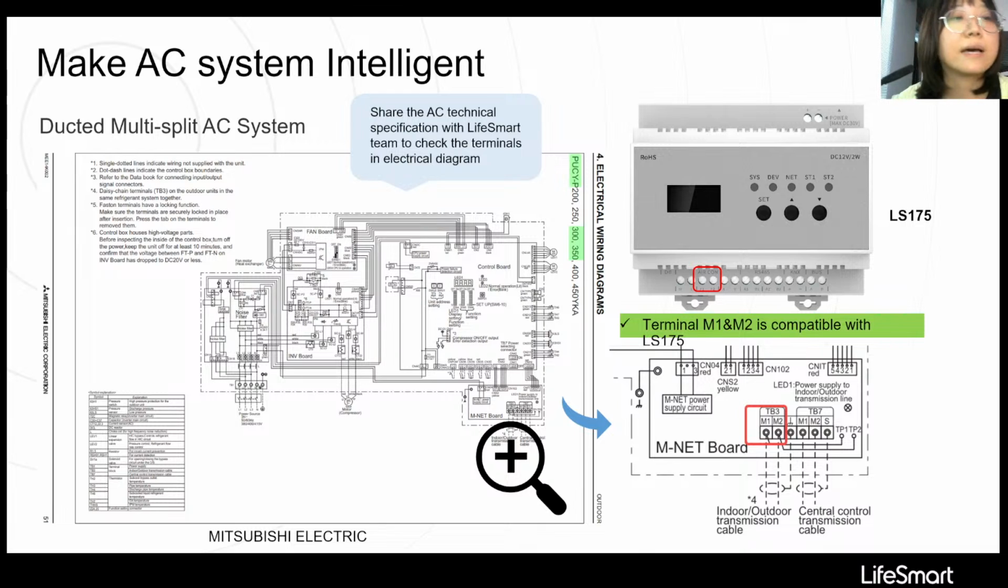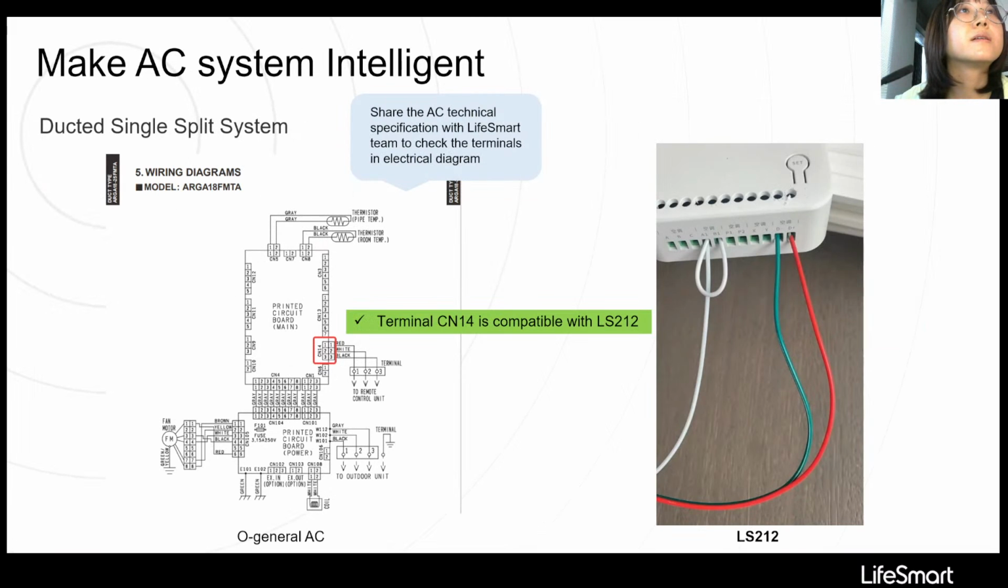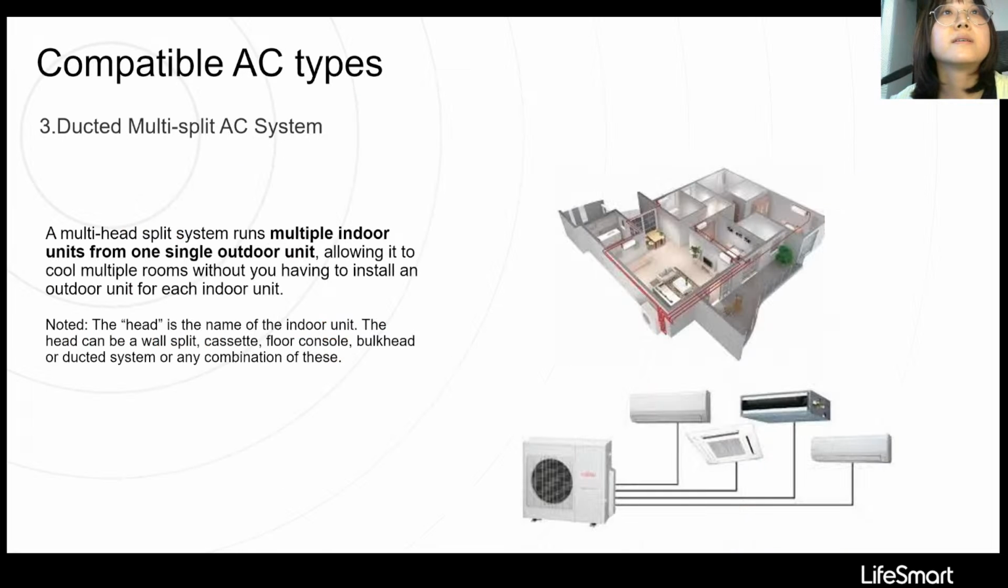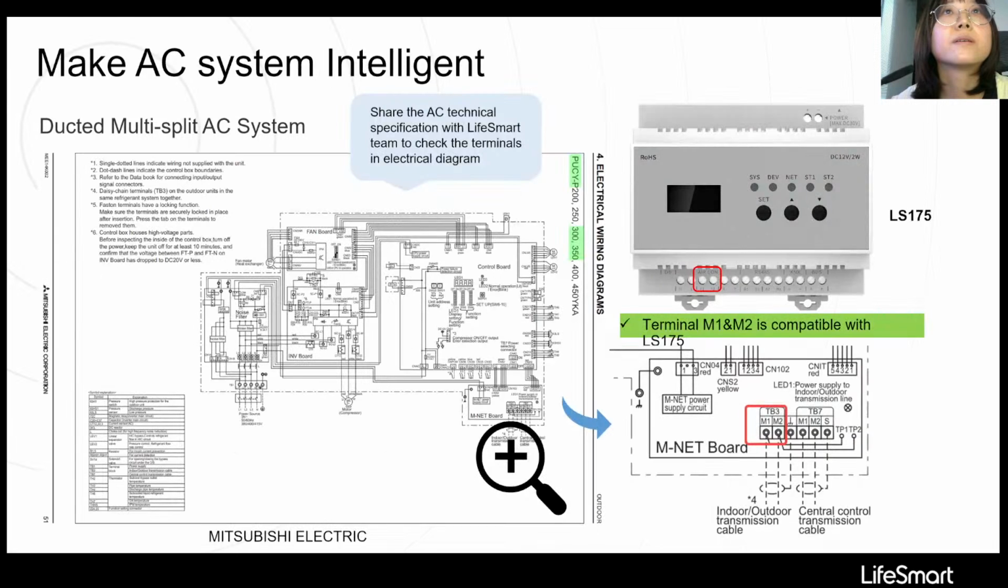So for both types, ducted single split system and ducted multi-split AC system, the AC gateway LS175 or 212 can be compatible, and we need a wiring diagram or the electrical diagram for the judgment.